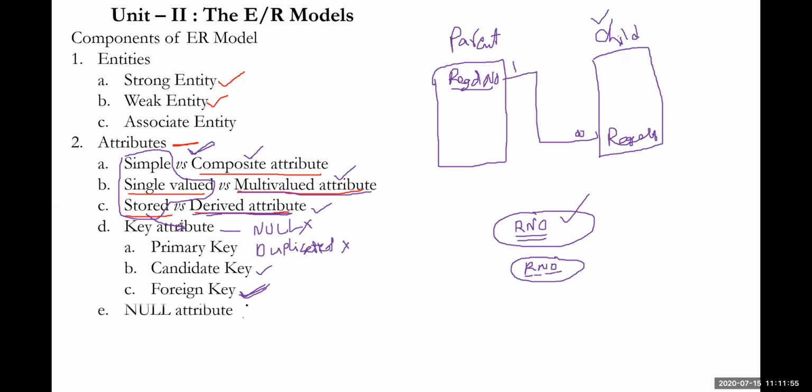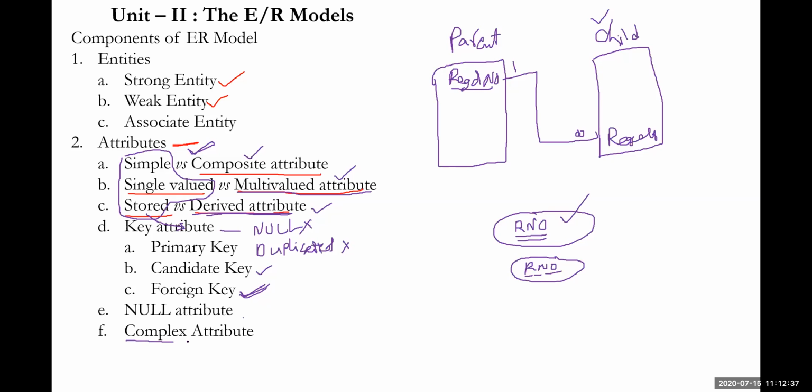Then followed by the null attribute. I have already given the information regarding nulls. Null attributes will always exist if you do not have any value for that particular instance of time. Such attributes are called null attributes, and these cannot be represented using ER diagrams. There is no picture, no diagram for null attributes here.